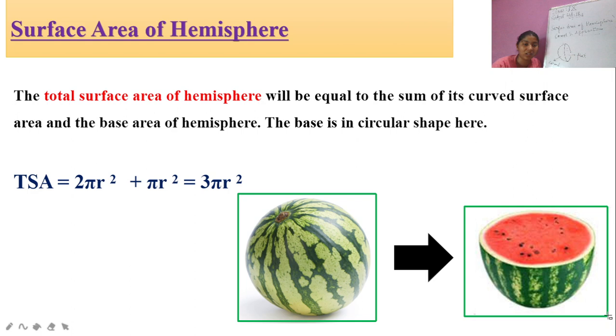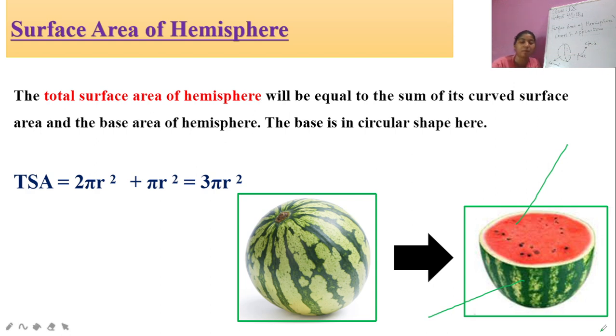Firstly, we know that we have two faces, right? The first is this curved surface and the second is this flat one. For the flat one, you can see it is in the form of a circle, right? So we will calculate the area of the circle, and that is pi r square. And 2 pi r square is what you get for the curved surface area.